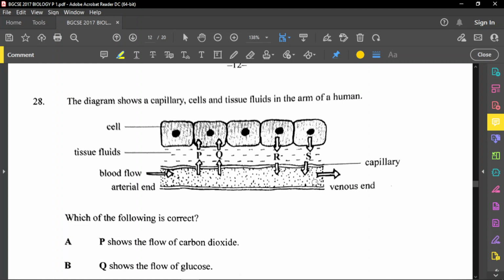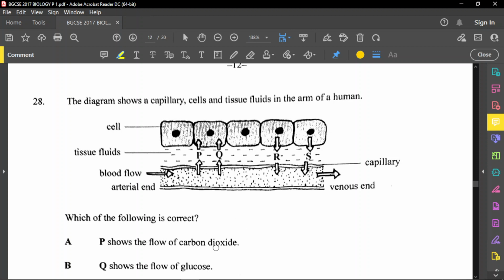Now, in other words, R and S represent the blood that becomes deoxygenated. Notice this is going into what they say is venous, meaning going back to a vein. We have the arterial end right here coming from the artery, which is oxygenated blood. So going back will be deoxygenated. All right, so which is the correct one? It said, which of the following is correct?